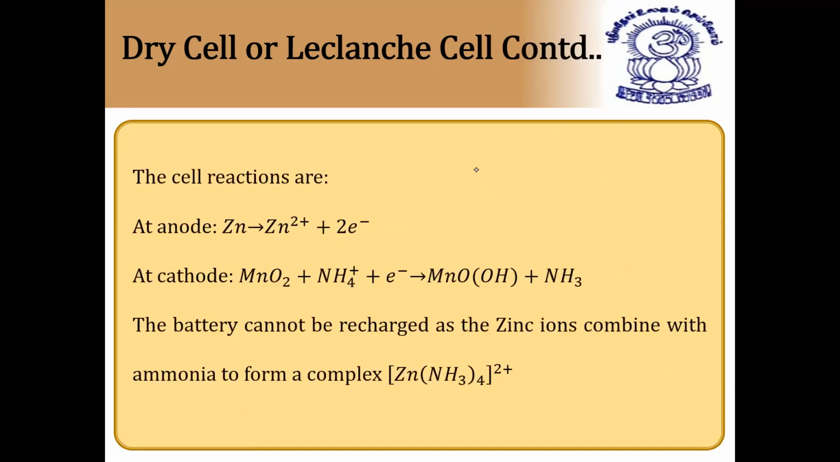The dry cell consists of all this, and the cell reaction at anode is zinc changes to zinc ions, and at cathode manganese dioxide and ammonium ions gain electrons and form manganese oxide hydroxide plus ammonia. The battery cannot be recharged as the zinc ions combine with ammonia to form a complex called the zinc ammine complex. So it is very, very important. The reactions at anode, cathode, what is the electrolyte, what the cathode is made of, what the anode is made of. Only these points I have given. And a dry cell is nothing but a device that converts chemical energy to electric energy. And these are the things taking place in a dry cell or Leclanche cell.